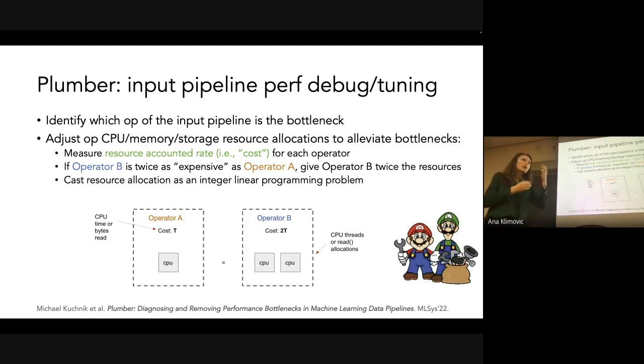So you try to find what's the bottleneck operator in the input pipeline and give it more resources until it's no longer the bottleneck, but something else is. And intuitively, you'd like to derive this cost, where cost could be in terms of CPU time or byte spread. And if operator B is twice as expensive as operator A, then it should be getting twice the resources. And so you can cast this as an integer linear programming problem, and then this is another way to do the auto-tuning.